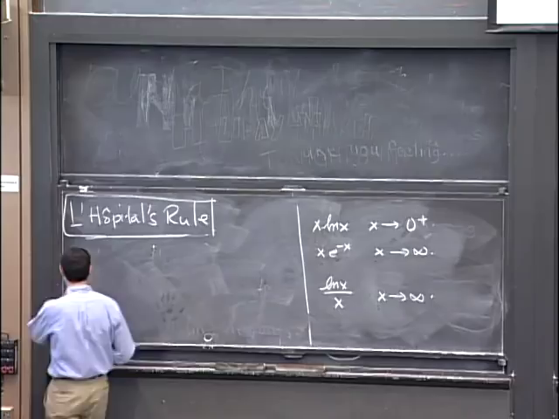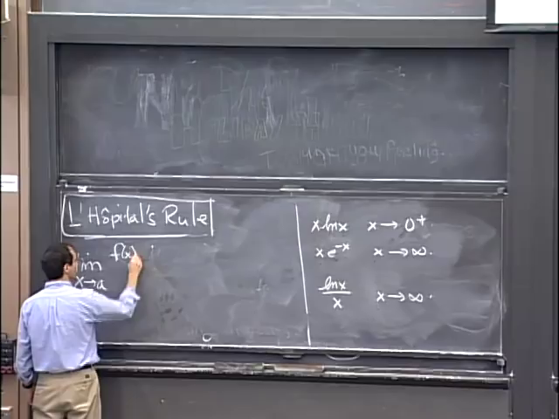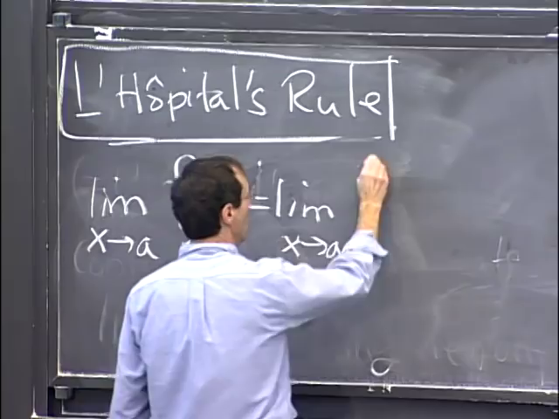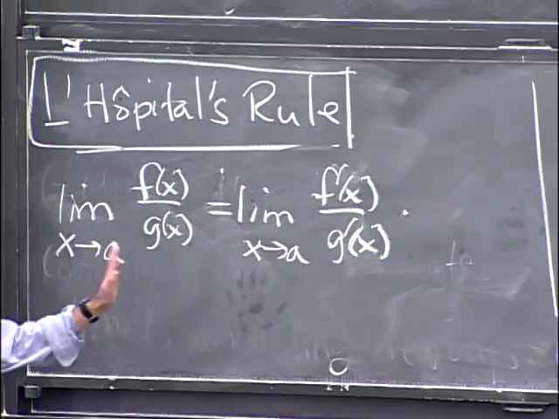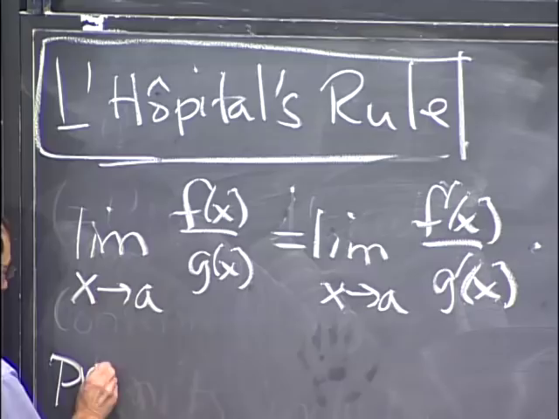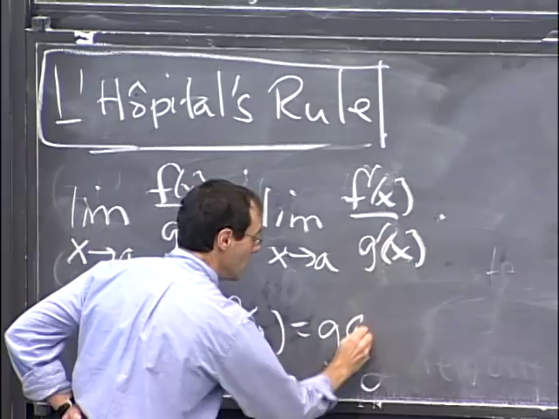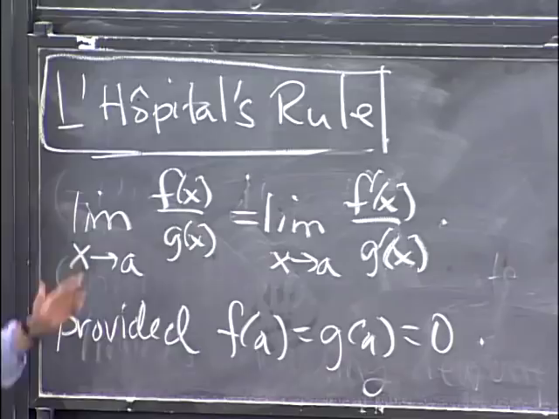All right, so here's the property that the limit as x goes to a of f of x divided by g of x is equal to the limit as x goes to a of f prime of x divided by g prime of x. That's the property. And this is what we'll always be using. Very convenient thing. And remember, it was true provided that f of a was equal to g of a was equal to 0. And that the right-hand side exists.